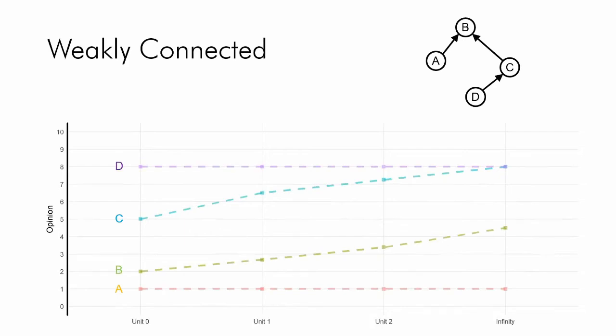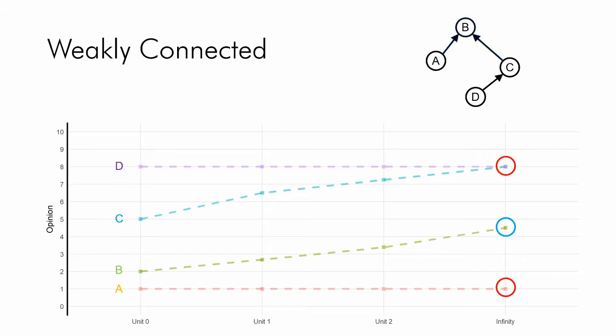In a weakly connected graph, there may be several nodes with no inputs, so all those nodes will not change their opinion. Here you can see this is the case for A and D. C converges to D's opinion because it has only one input, which is D. And B is going to reach an equilibrium between A's opinion and C's opinion because it has inputs C and A, and as said before, C converges to D's opinion.